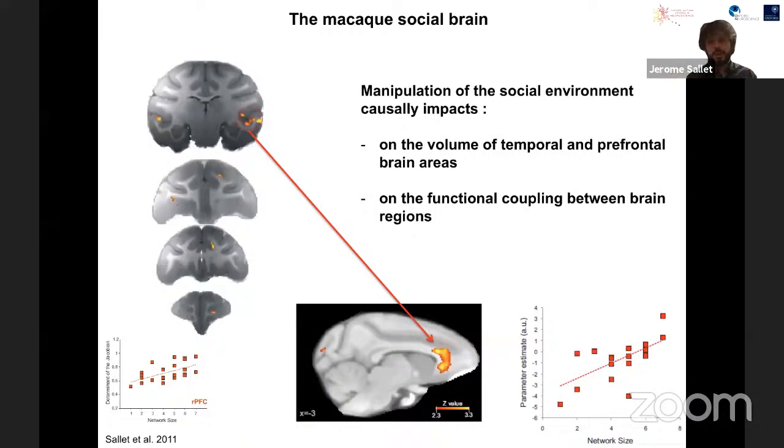And this is represented in this bottom right plot. Okay, so the mid-STS seems to be important for social cognitions. Could we go into more details? Could we find out more about it?